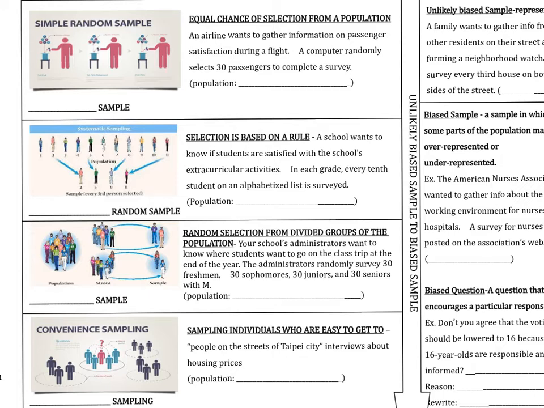The first kind of sampling method is called the random sample or the simple random sample. This means that there is an equal chance of selection from a population. For example, an airline wants to gather information on passenger satisfaction during a flight. A computer randomly selects 30 passengers to complete a survey. So everybody has an equal chance. So the population of this sample will be considered the passengers of the airline.